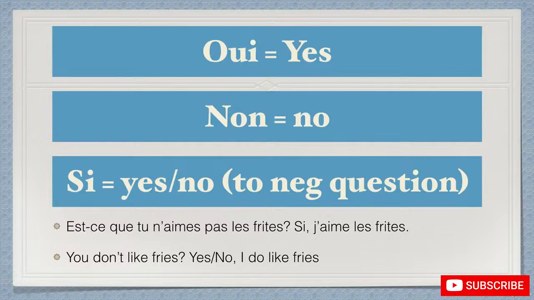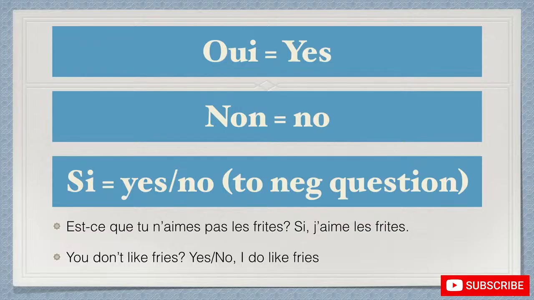So the response is oui, which is yes, non, which is no, and make sure you add the very faint N sound at the end. So it's not no like we have in English, it's non. And then finally we have the word si, which is different from the sí that you would hear in Spanish or Italian. So this si is a positive response to a negative question.